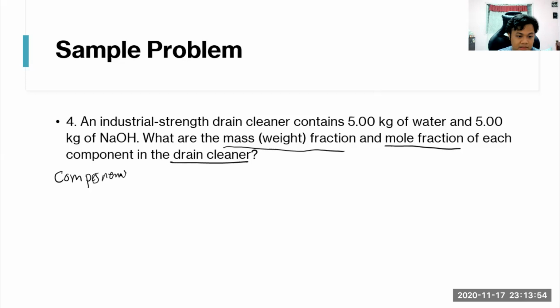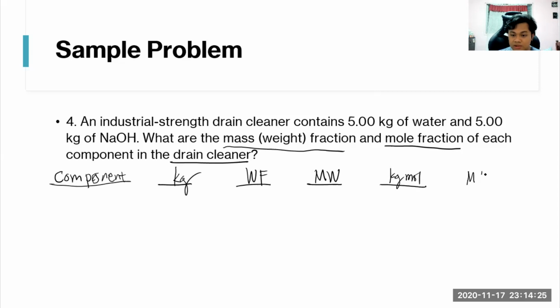Component, and then the kilograms, and then the weight fraction, the molecular weight, and then the kilogram moles, and the mole fraction.